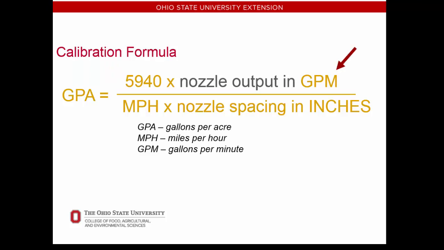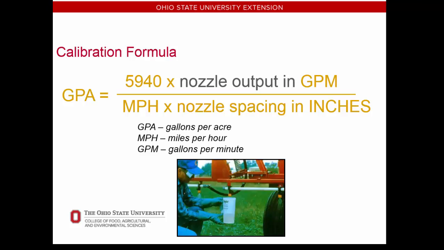GPM is the gallon per minute output of the nozzles, so we measure the output of the nozzle over time. Miles per hour tells us how far the sprayer moves over time. Nozzle spacing in inches tells us the width of the application. Width times miles gives us the area. 5,940 is a mathematical constant that converts the many units like minutes, hours, inches, and miles into a single number. This formulation simply measures output and area and is one method of calibration.